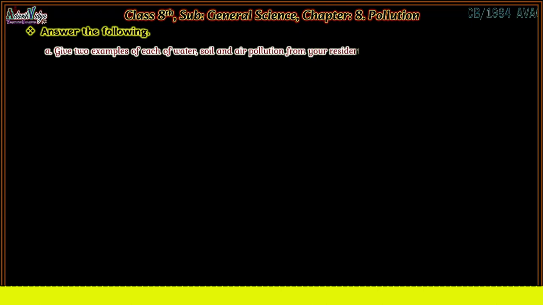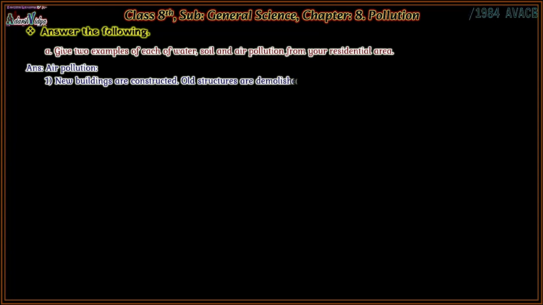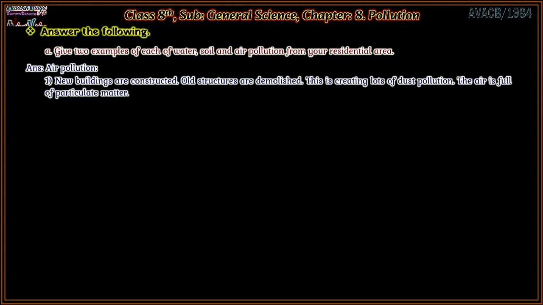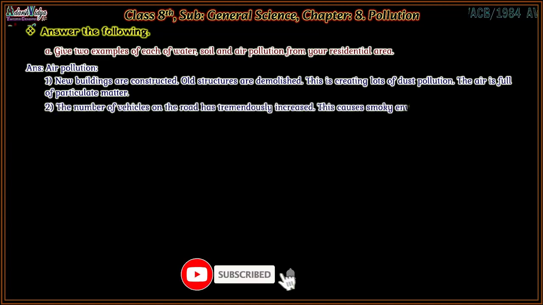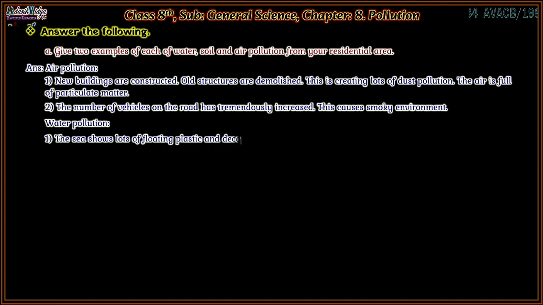Let's see next question number 6. Answer the following. Here first one. Give 2 examples of each of water, soil, and air pollution from your residential area. Answer: examples of air pollution. First example. New buildings are constructed. Old structures are demolished. This is creating lots of dust pollution. The air is full of particulate matter. Second example. The number of vehicles on the road has tremendously increased. This causes smoky environment.